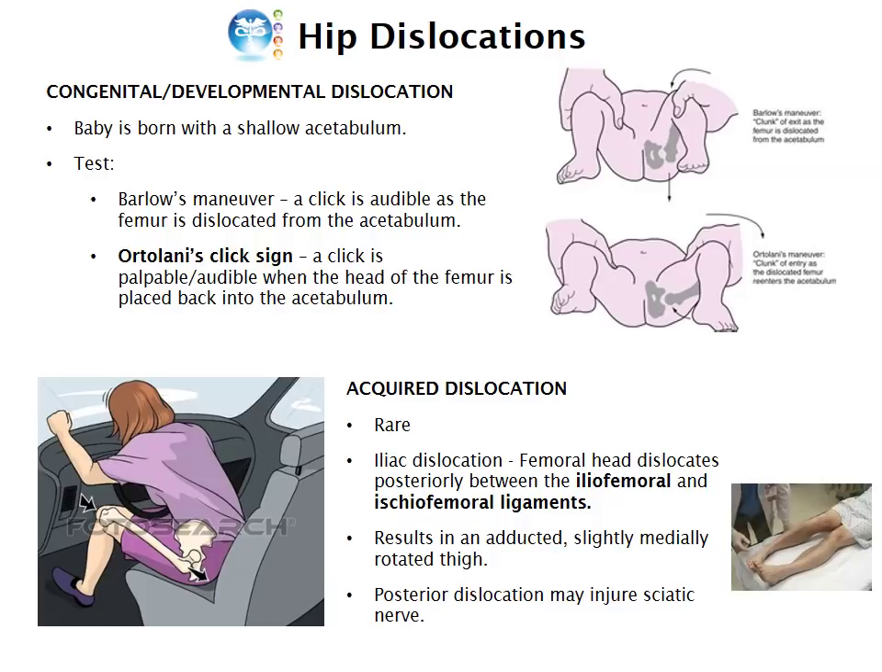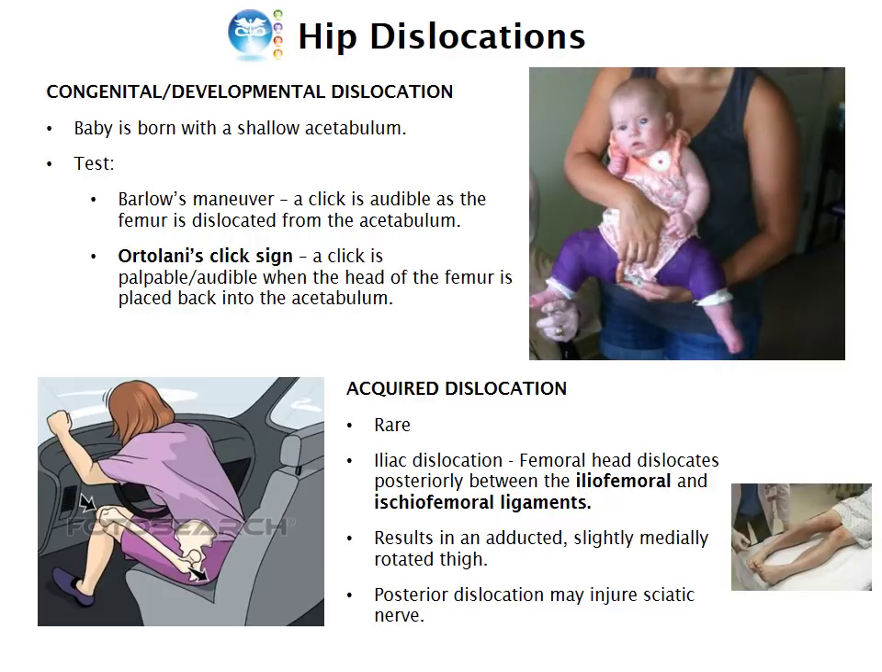Because the femoral head sits higher in the acetabulum, you'll see one leg that seems shorter than the other. To test for this, a Barlow maneuver is performed. A positive test occurs when the femur is easily dislocated, and it's often associated with an audible click. When the clinician attempts to place the femur back in the acetabulum, one might also hear a click. This is called the Ortolani click sign and is also an indicator of hip dislocation.